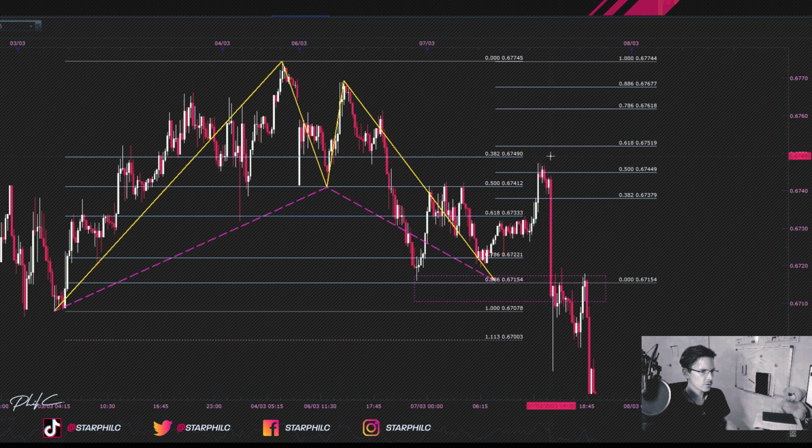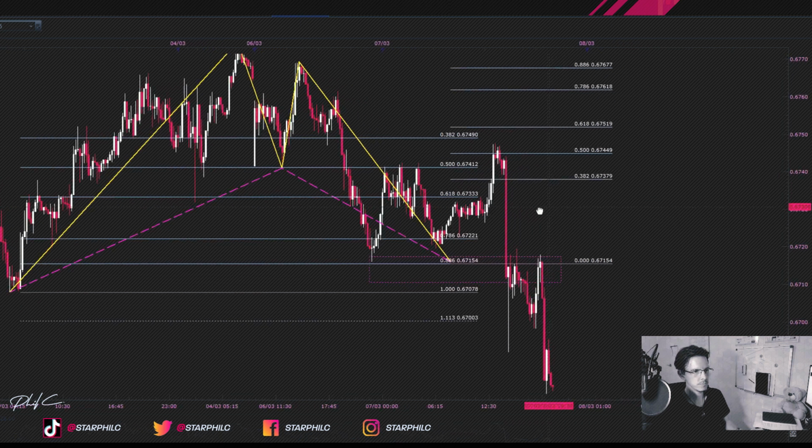Fundamental news comes out and says, I don't think so. And then it completely just falls off right there. But we did have target 1. We took off half of our position. We rolled stops to break even.